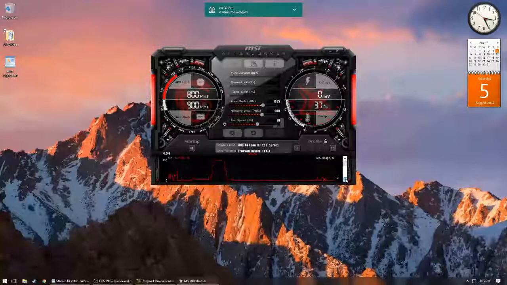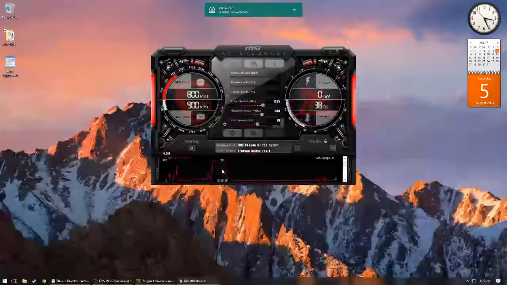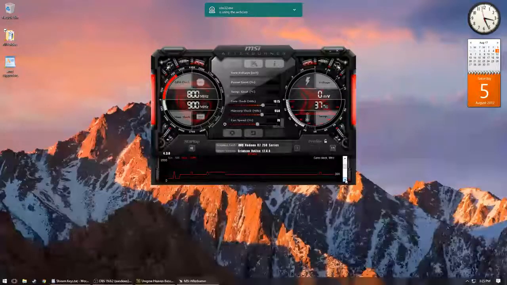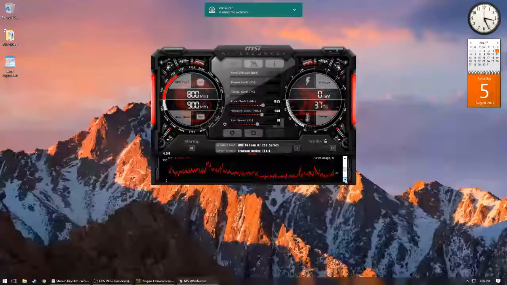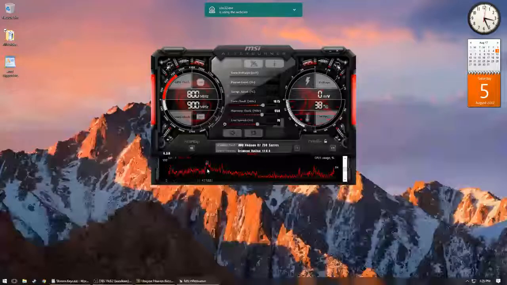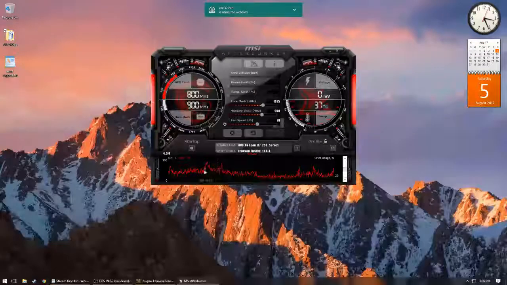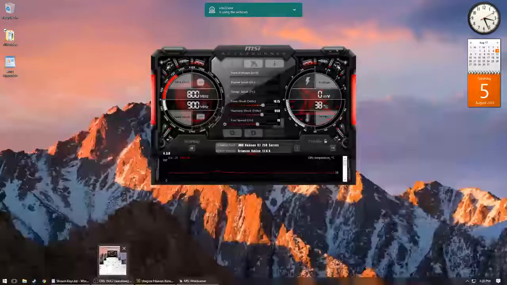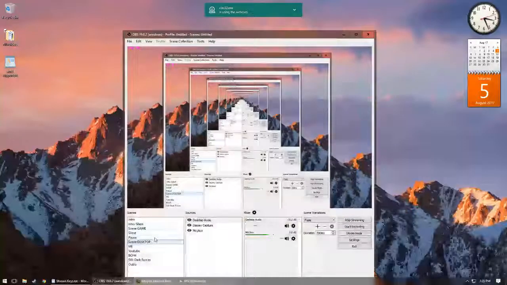And you can see my usage. This is when I was benchmarking. It went straight to 99. Then let me look at my CPU usage. You can see it went up into the 90s and went down because I was alt tabbing out. So yeah, I didn't get any issues with that.